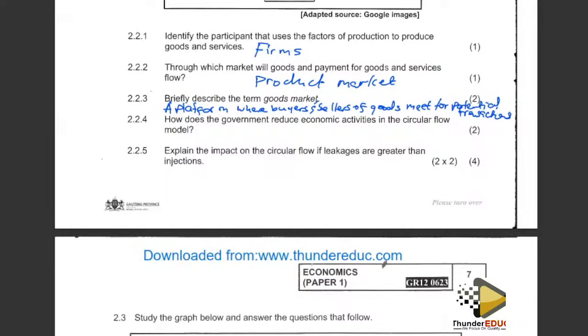So what about the circular flow? In the circular flow, we check the flow of income, we also check the flow of what? Expenditures, we also check the flow of production, that is actually taking place amongst the different set of market participants or decision makers. Okay, right. So now in this regard, the question wants us to check or take into account how the government reuse economic activities in the circular flow model.